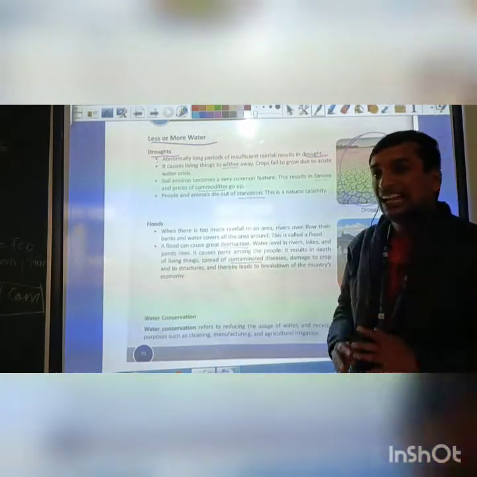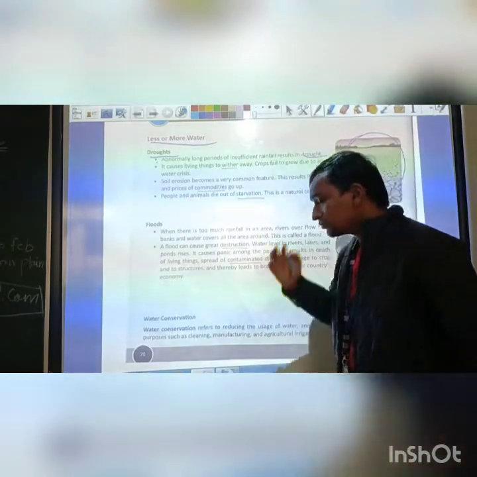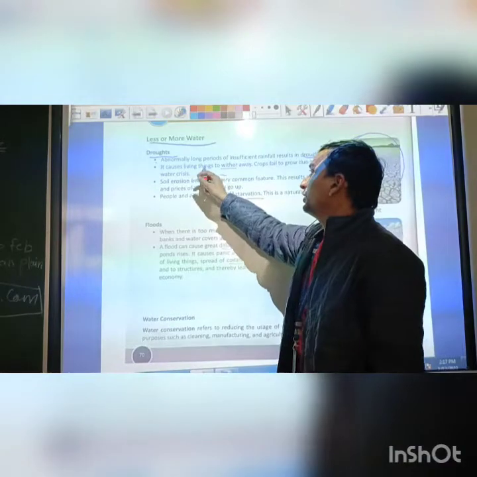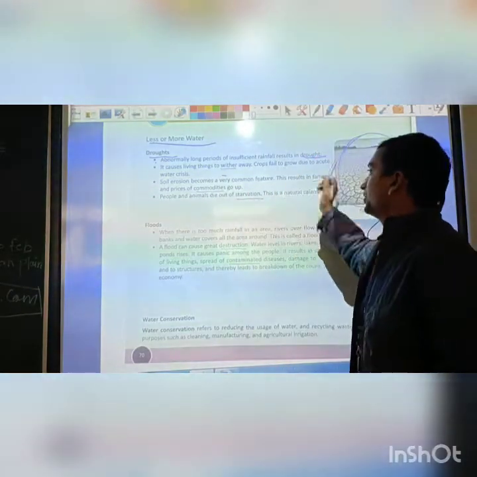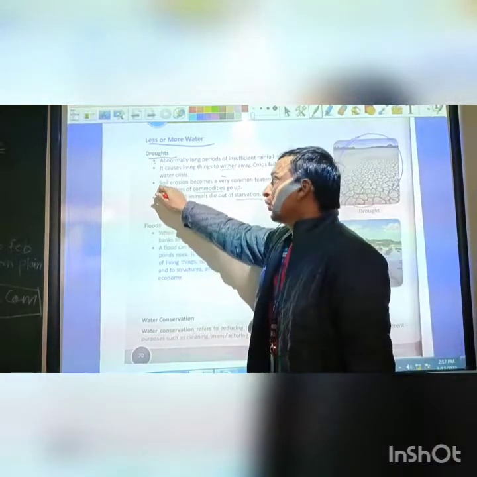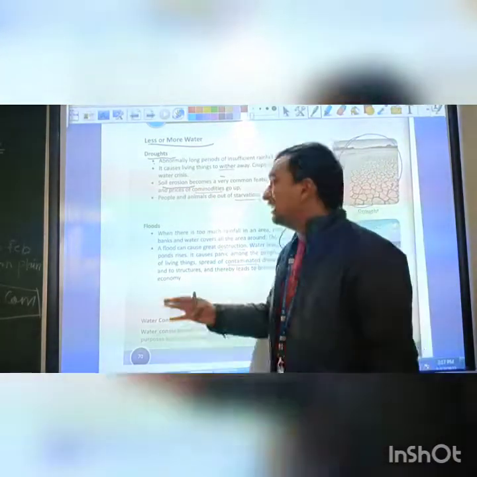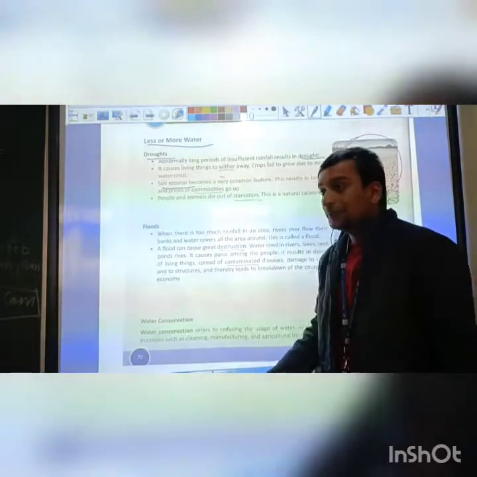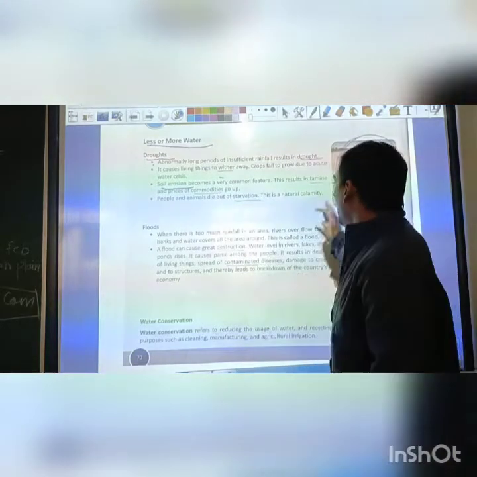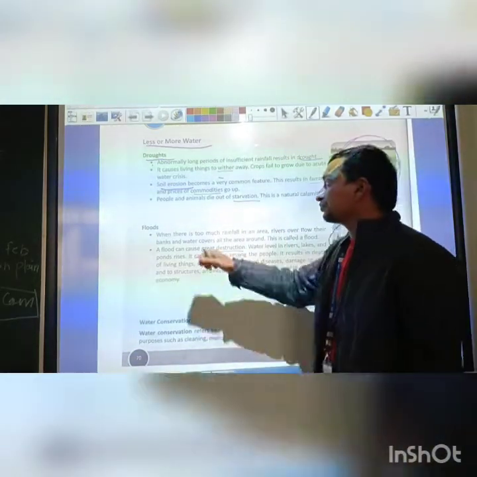Our land becomes so dry that we cannot produce crops. It causes many things to wither away, and crops fail. It also causes soil erosion. We all know what soil erosion is. Soil erosion is the loss of soil. When the soil becomes dry, it can be lost very easily with the help of air or water.